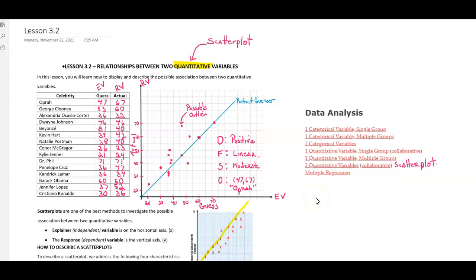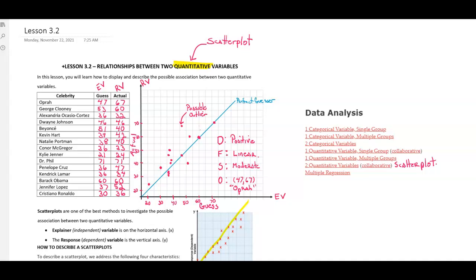What we did last week before we went away for Thanksgiving is we started talking about how you know if there's an association between two quantitative variables. And the best way to do that is to make a scatter plot, which is what we did right here.